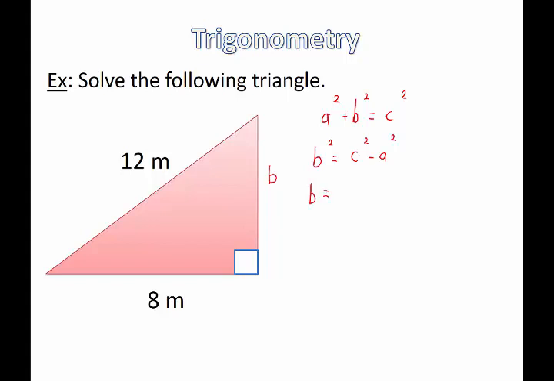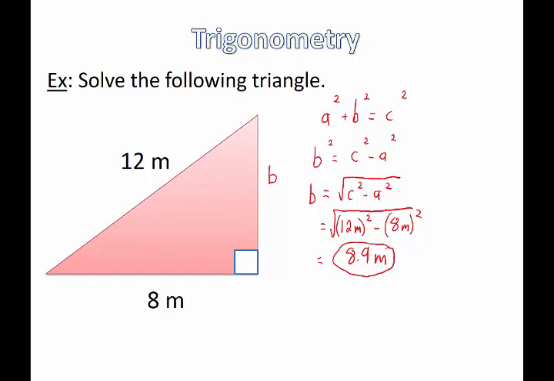Now we can consider the positive, since we know it's a length, so we don't have to consider the negative when we take the square root of C squared minus A squared. Of course, then we plug in our numbers. C squared is our hypotenuse of 12 meters, and we square that value, and minus 8 meters, also squared. When we put that in the calculator and multiply it all out, we get 8.9 meters. That's the length of the unknown side in this triangle.